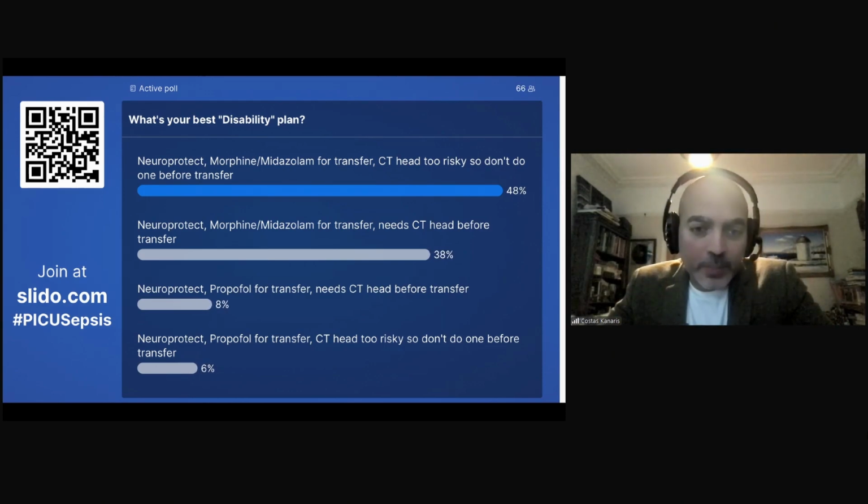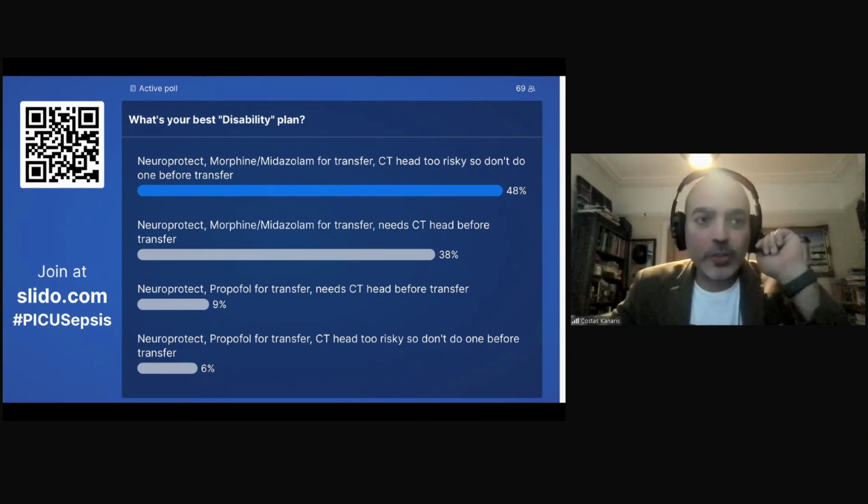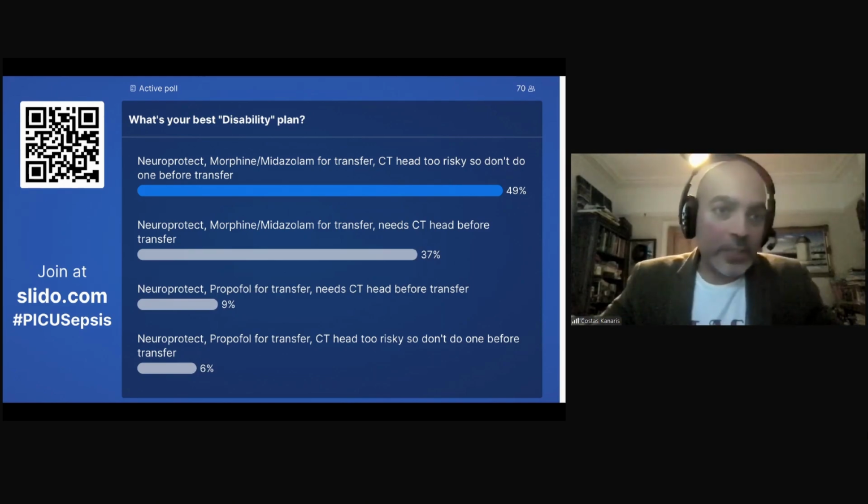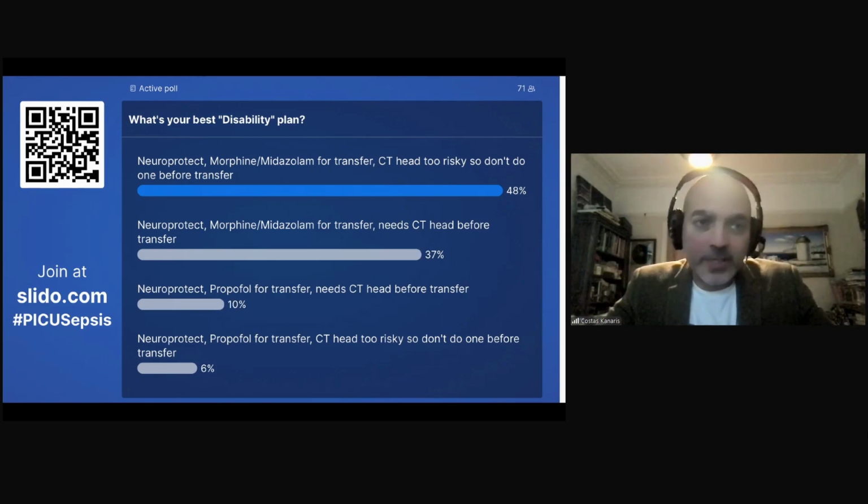I'm disappointed in people choosing propofol because we just said that propofol is a potent vasodilator, so we shouldn't use it in kids with significant sepsis. So put the white stuff in the bin for this case, and rely on good and tested morphine and midazolam for now.